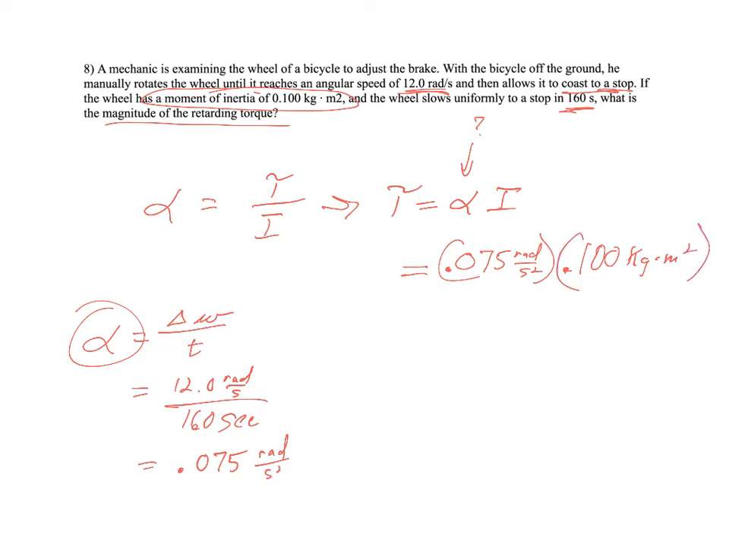My 0.075 is already in my calculator. Let's multiply it by 0.1, and let's get a torque of 0.0075. That would be newtons times meters. And let's turn it into scientific notation just to be fancy. It's 7.5 times 10 negative 3, and it's still Newton times meters.